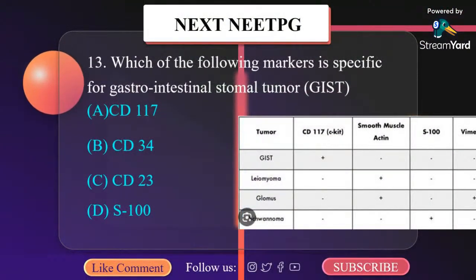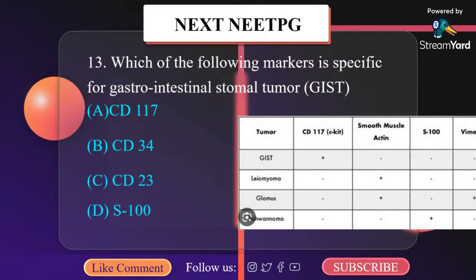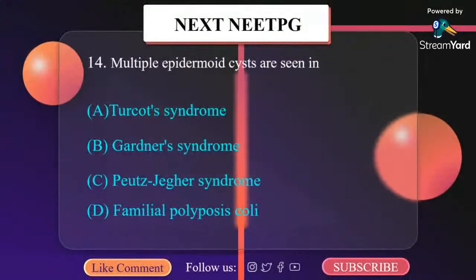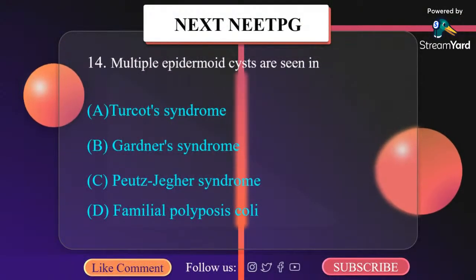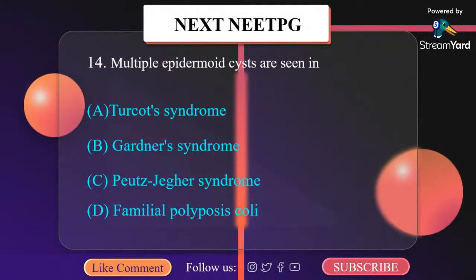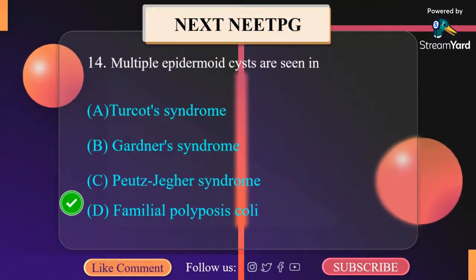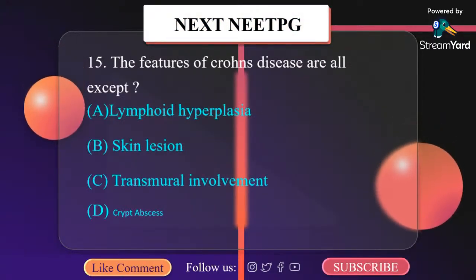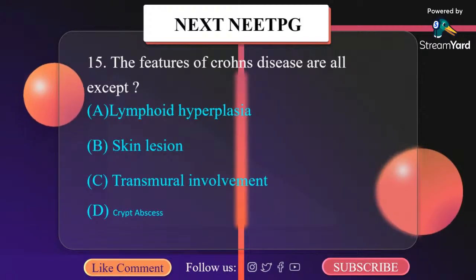Which of the following is a marker for gastrointestinal stromal tumor? CD117, CD34, CD23, S100. It is CD117. Multiple epidermoid cysts are seen in A. Turcot syndrome, B. Gardner syndrome, C. Familial polyposis. It is seen in Gardner syndrome. The features of Crohn disease are all except lymphoid hyperplasia.